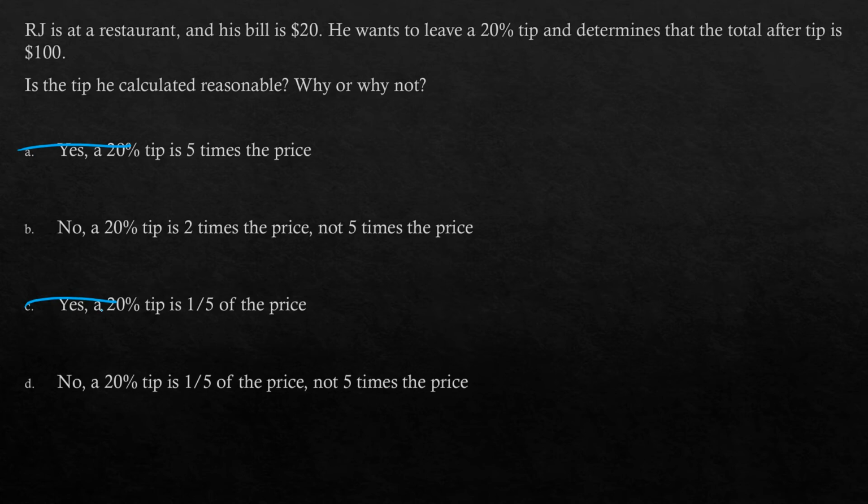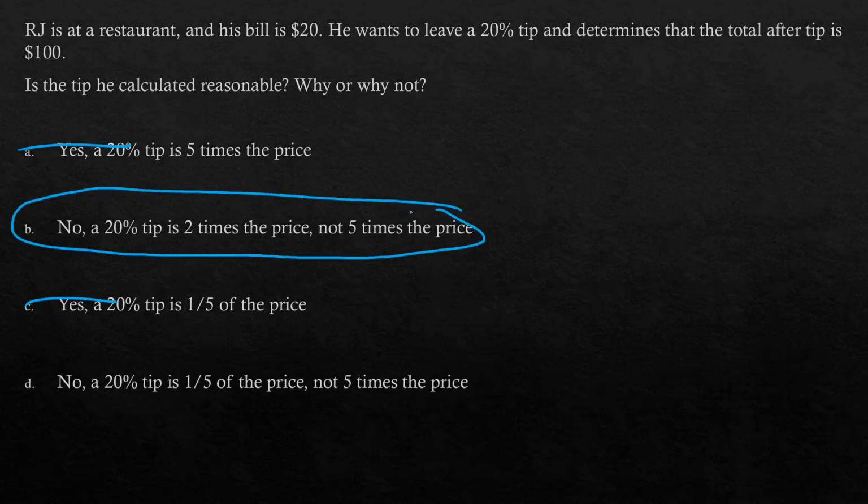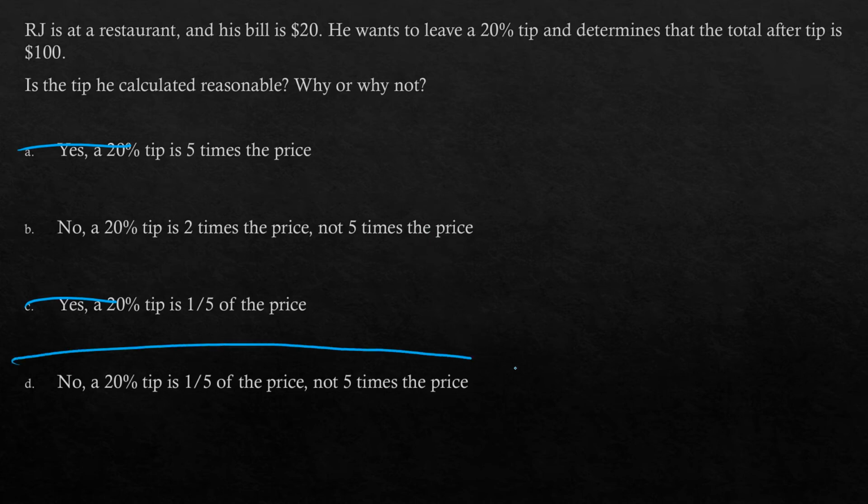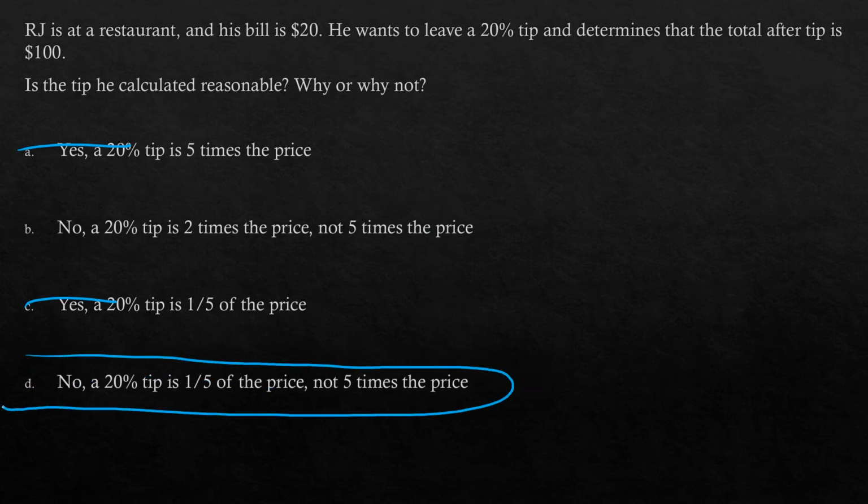If you have a bill that's $20, never give your waiter an $80 tip, right? That's way more than you paid for your own food. So the tip should be 1/5 of the price, not 5 times. Your tip should be smaller than the amount that you paid for your actual food.